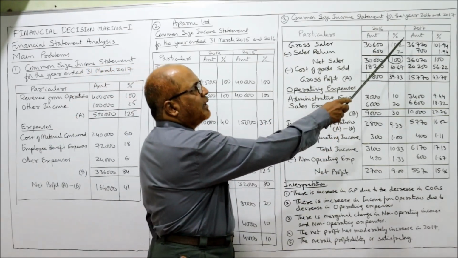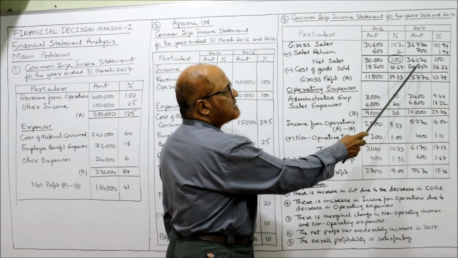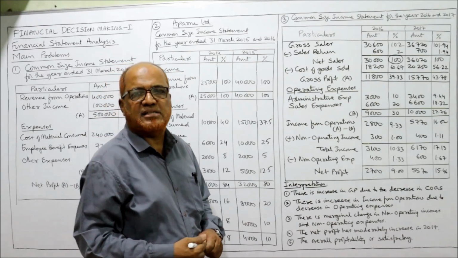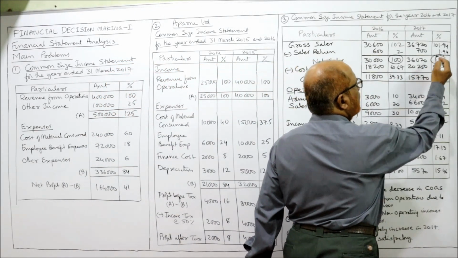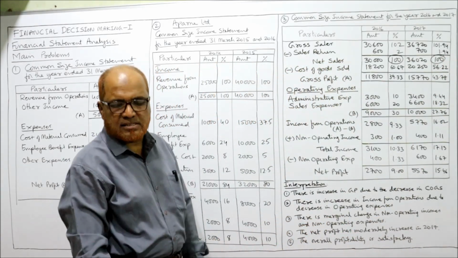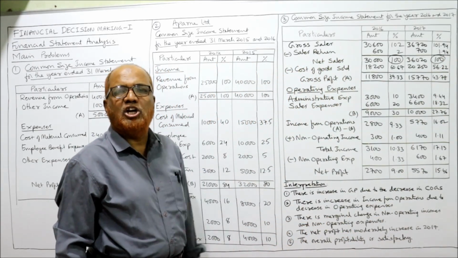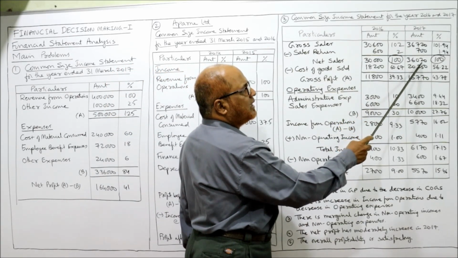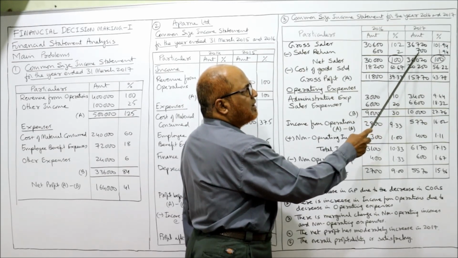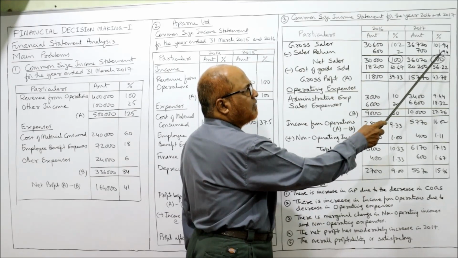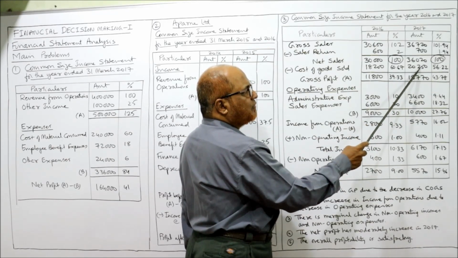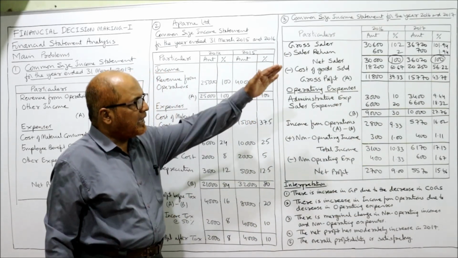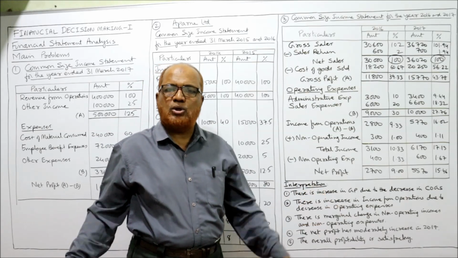Same way we have to go for 2017. 2017 net sales are 36,020. 36,020 should be taken as the base, so this is 100%. Now this should be taken as the denominator. Numerator, 36,720 divided by 36,020 into 100, 101.94. 700 divided by 36,020 into 100, 1.94. Then 20,250 divided by 36,020 into 100, 56.22. Like that you have to make all calculations as usual.